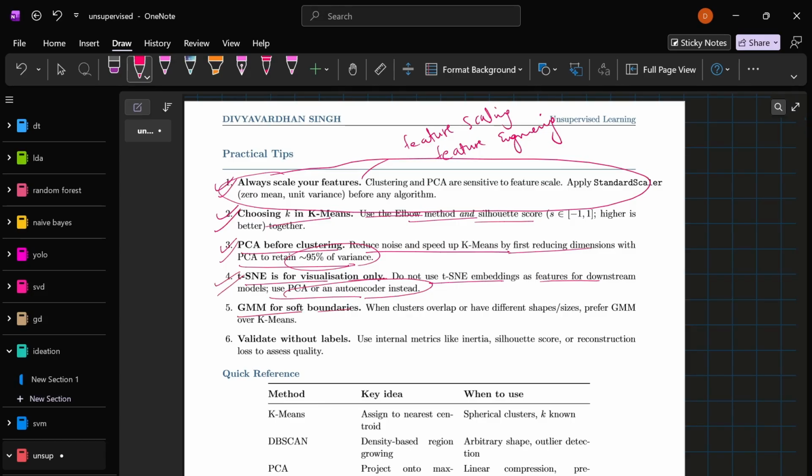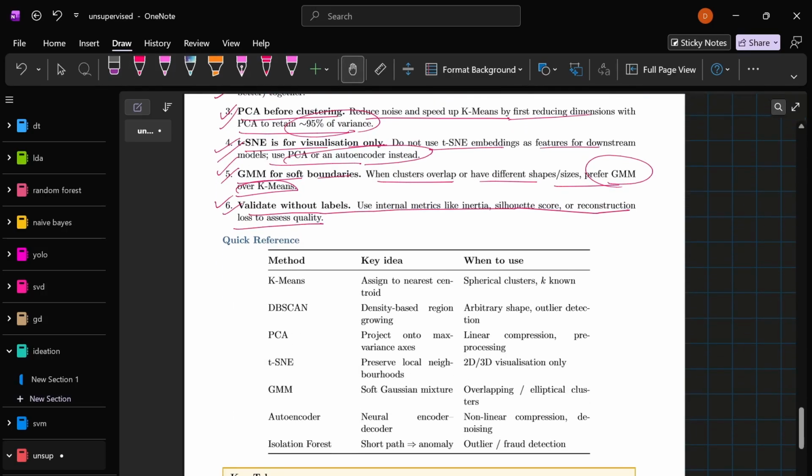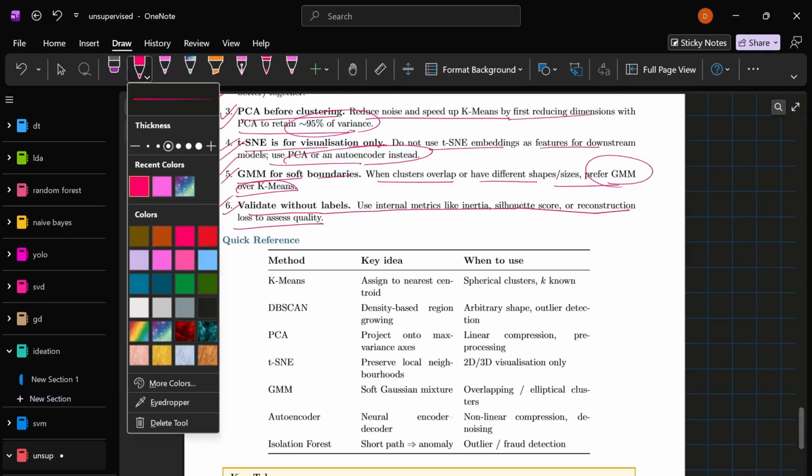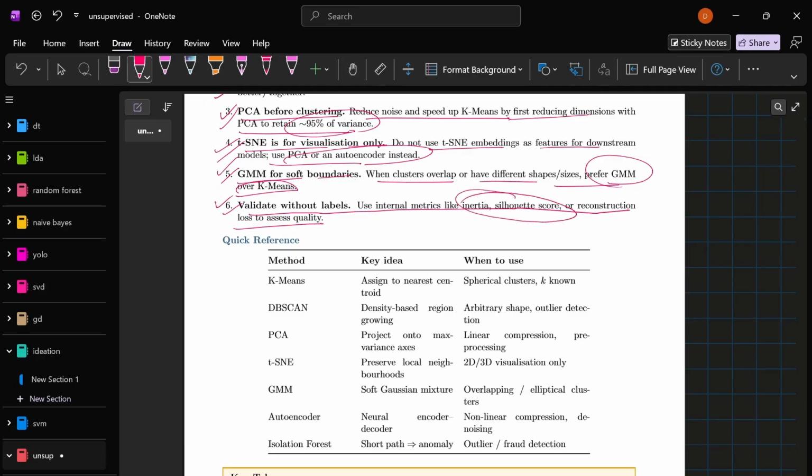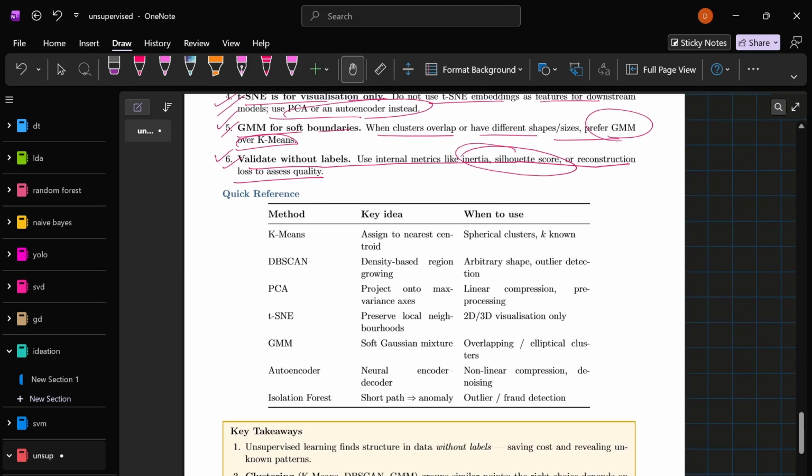Okay, tip 5 is to use GMM when clusters overlap. If your clusters are not nicely separated or have different shapes and sizes, GMM will outperform k-means clustering. Okay, sixth is validate without labels. You don't have labels, so the whole point is to use internal metrics like the inertia and the silhouette score for clustering, reconstruction loss for autoencoders, and likelihood and log likelihood for GMM.